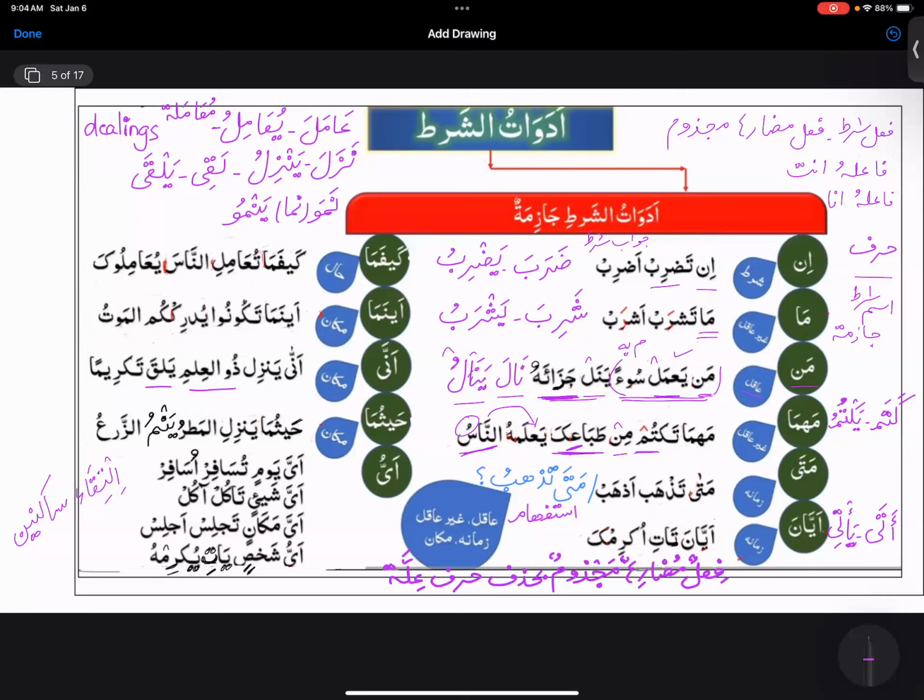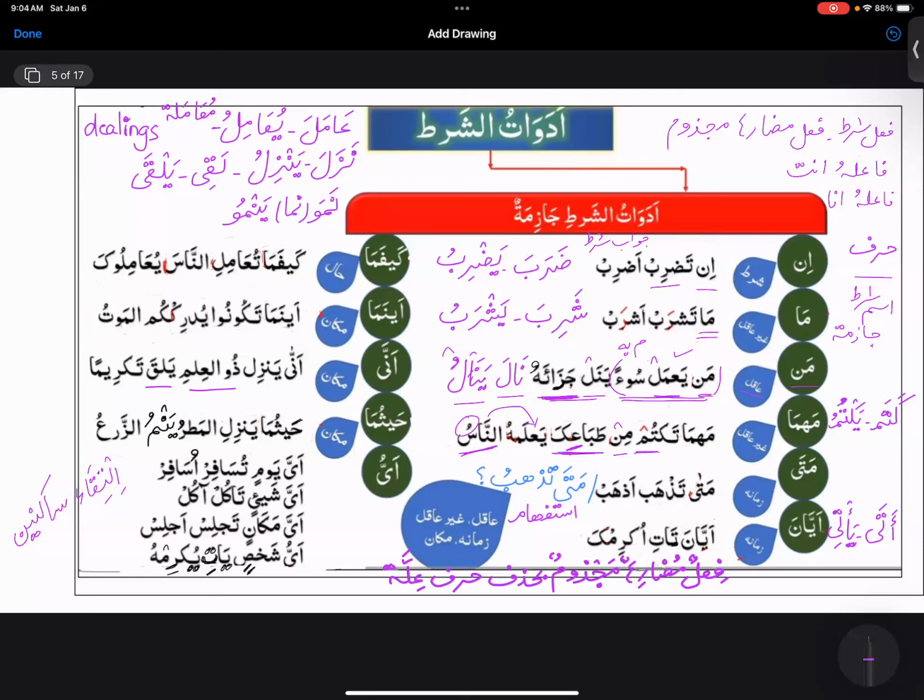If you are in a habit of lying a lot, right? So people who are close to you, or people who know you a little more, they would know about you that this person lies a lot. So our shared part is mahma taktum min tabaik. Ya'lamuhu is a jawab shart. Exactly. The meaning of mahma is whoever, like same.